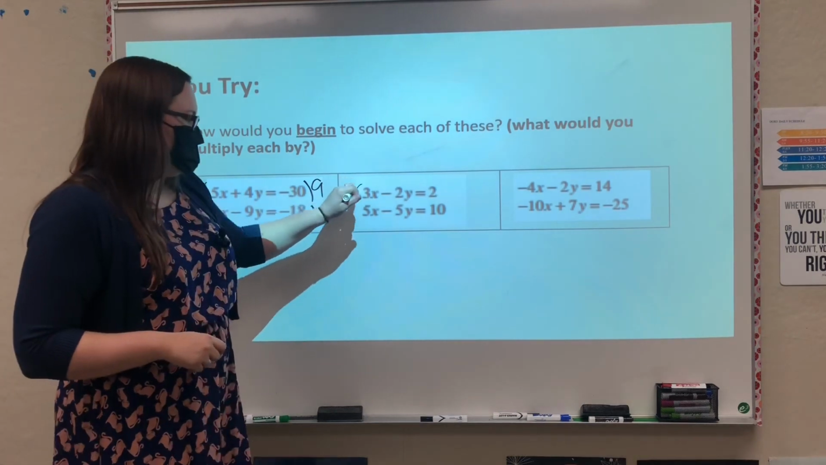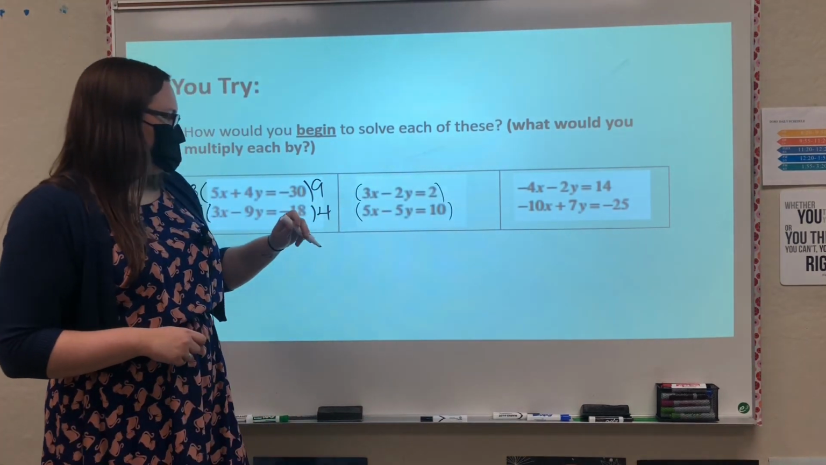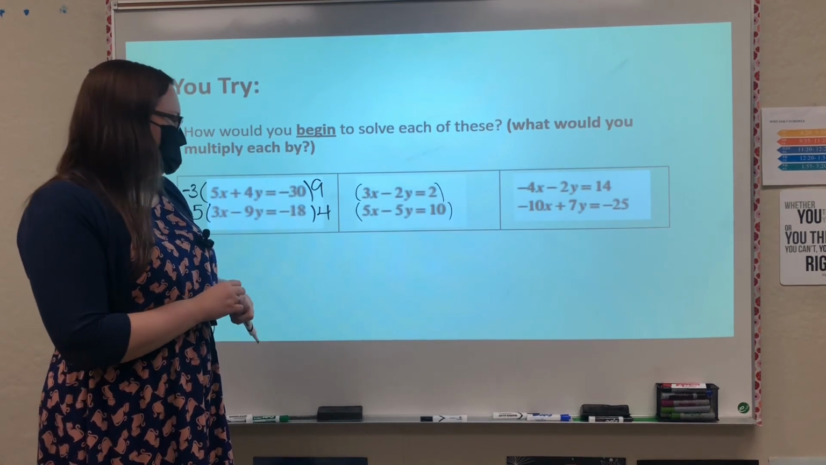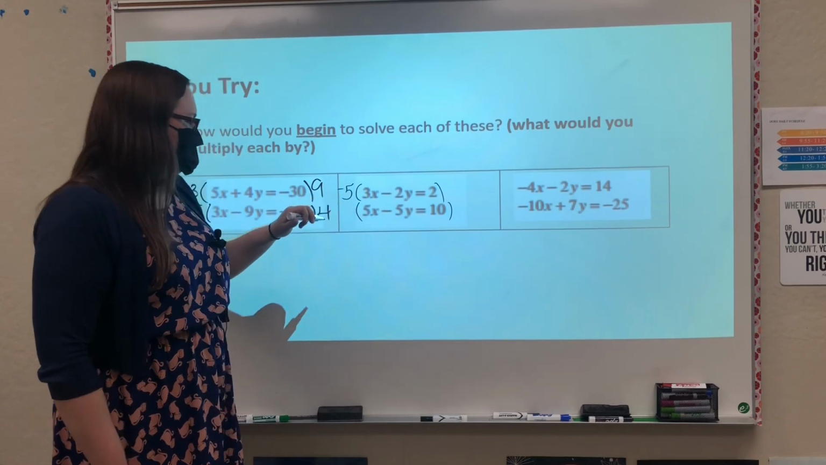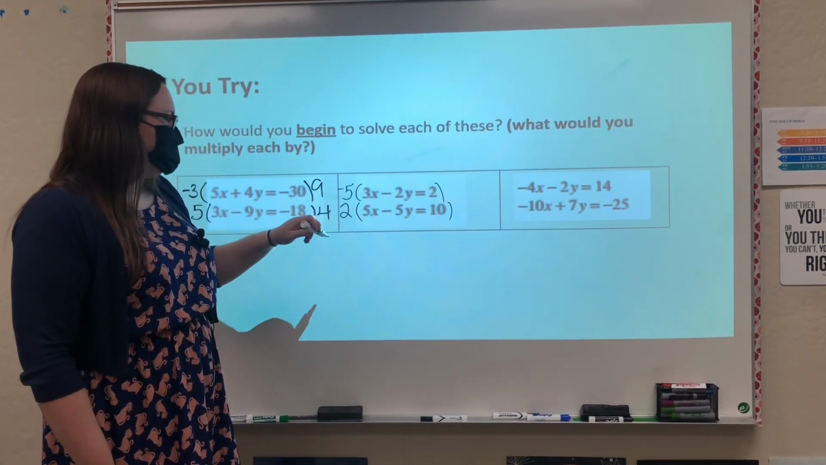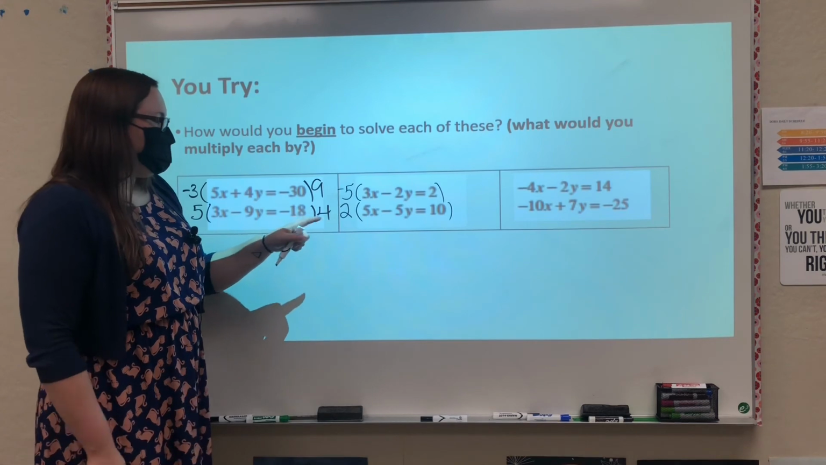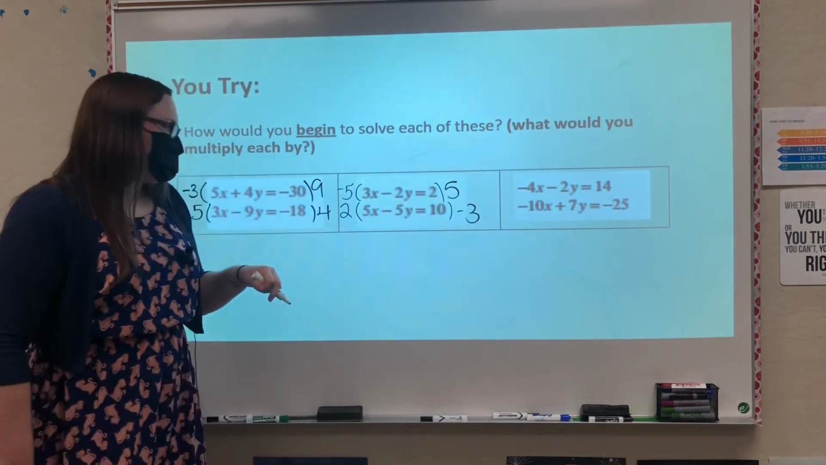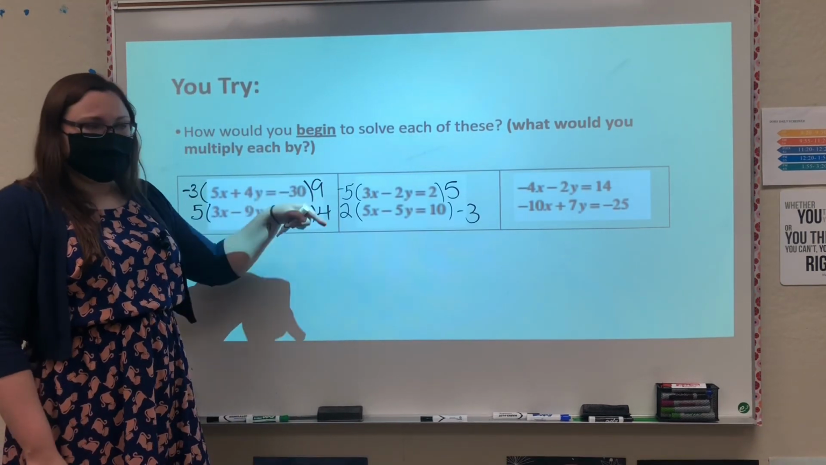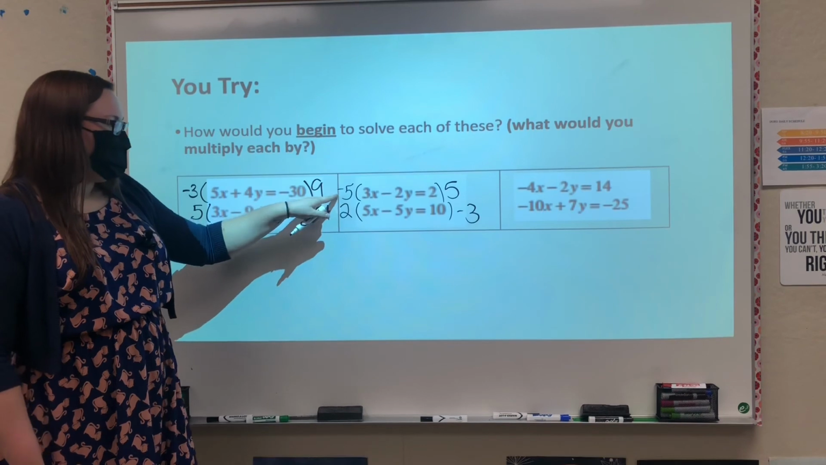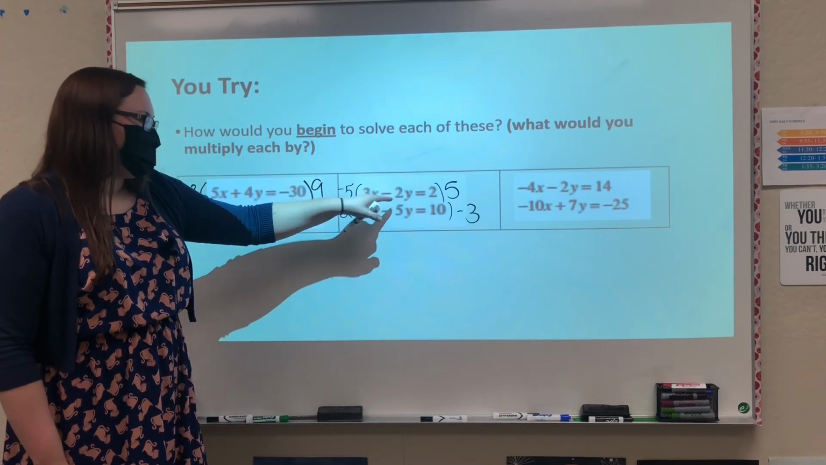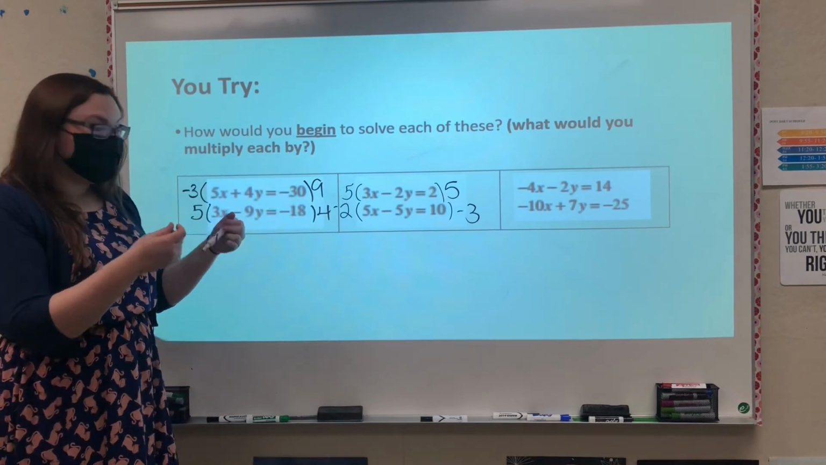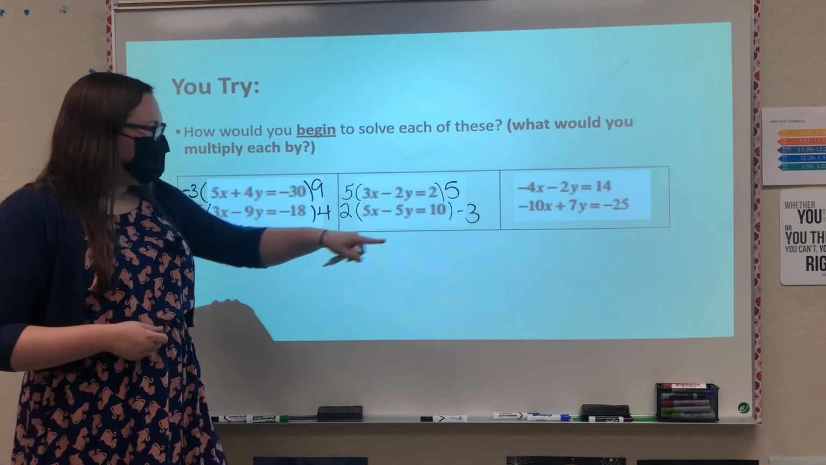For the second one, what did you do? Negative 5 on the top one, and then 2 on the bottom one. So which variable are you eliminating there? Y. Yep. If you wanted to go for the x's, if you did that instead, you could have done 5 and negative 3. Those negative signs could also be for either one. So here you're getting a positive 10y for the first equation. There's nothing wrong with putting it down there. We just need one of them to be negative. And then the last one?